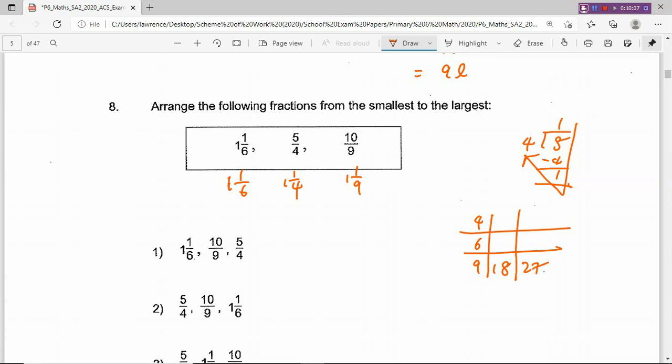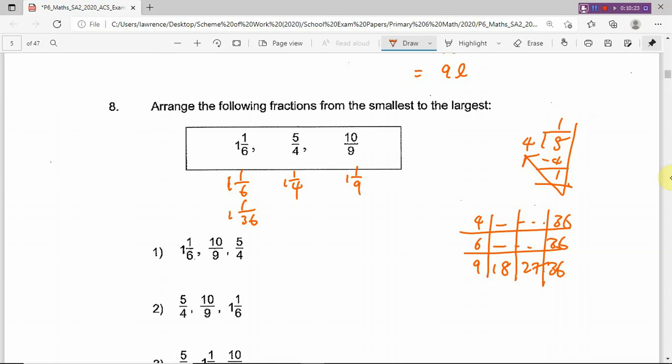27 cannot divide by 4. So that's not a common multiple. How about the next one? 36. 36 can divide by 6. 36 can also divide by 4. So 36 is the common multiple. So I'm going to make them all into 36.